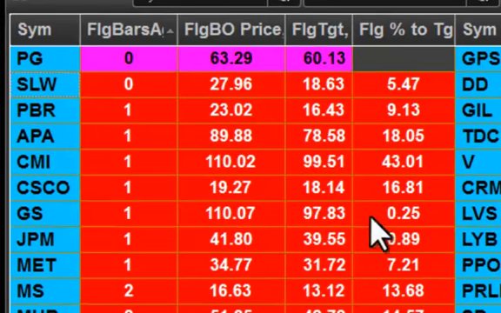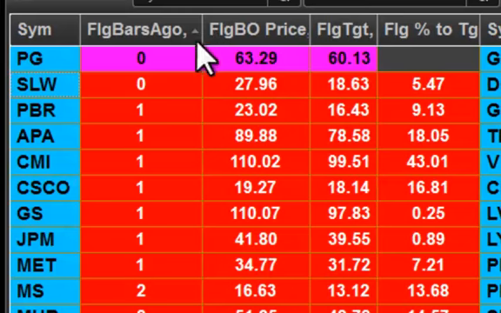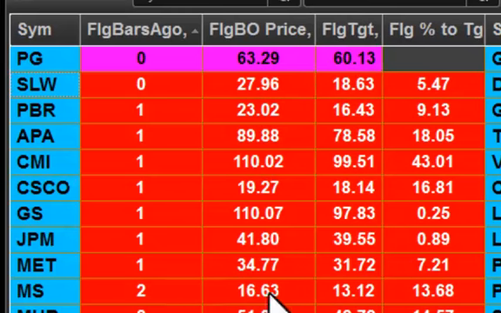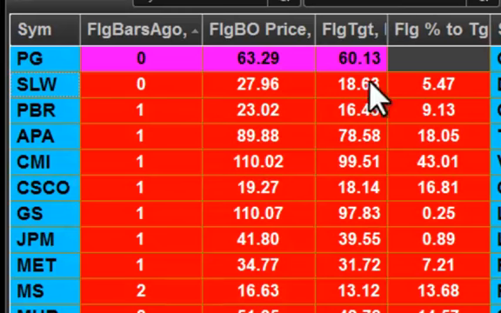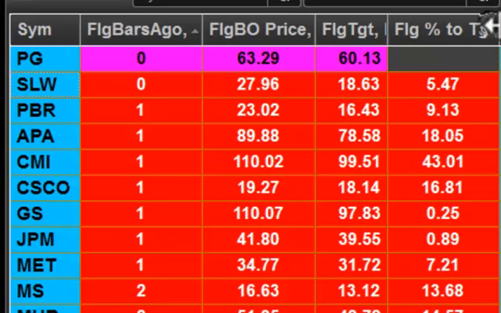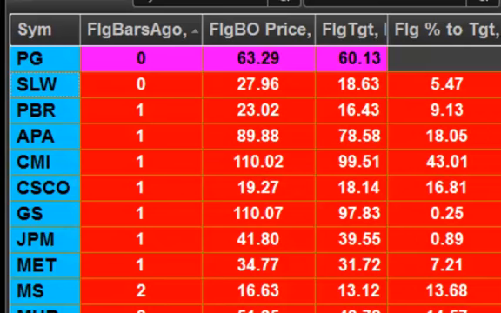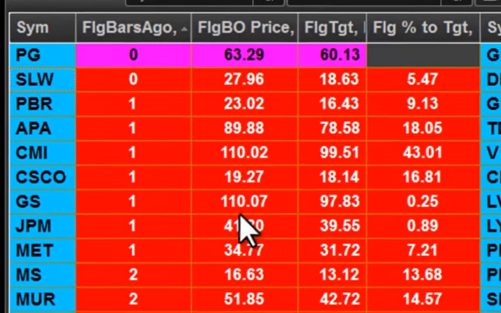You can see on my watch list I have applied the Arps TTB flags tool, and it shows 4 different columns. The first column shows you how many bars ago a breakout of the flag pattern occurred. The second column tells you the breakout price of the flag pattern. The third column tells you the target price of the flag pattern, and the fourth column tells you the percent to target that price has achieved once it has broken out of the flag pattern.